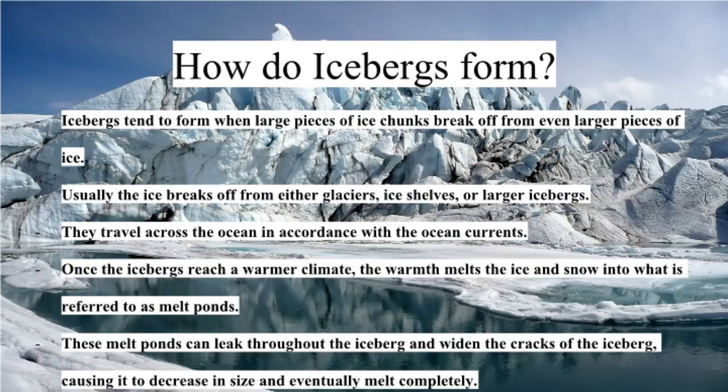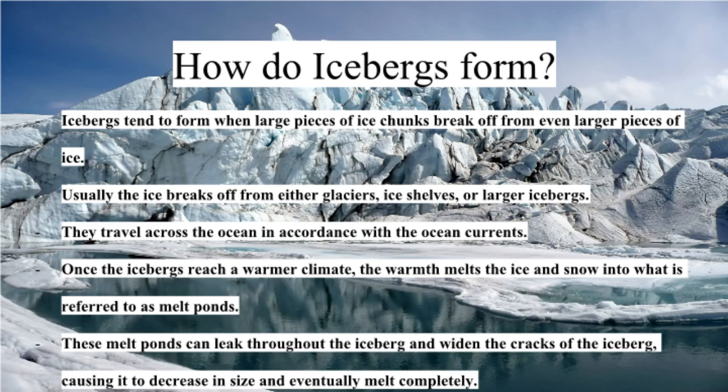Many people are curious as to why icebergs are so large, however they do not consider the fact that they are coming from even larger pieces of ice. Icebergs originate from much larger structures of ice, such as glaciers, ice shelves, and even larger icebergs that are breaking apart. Many people also wonder how icebergs just appear out in the middle of the open ocean.